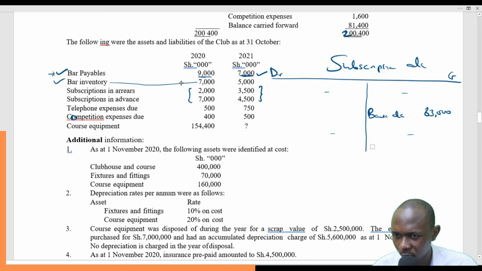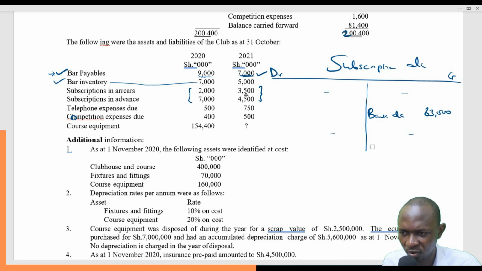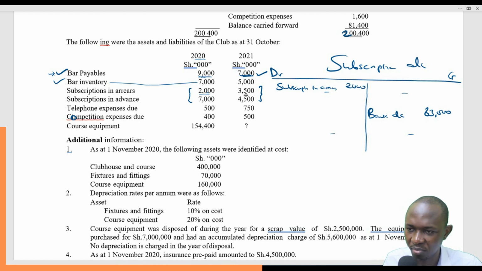Now, come back here. Subscription in arrears, 2,000. This is arrears for 2020. Does it belong to this year? No, this is arrears for 2020. So since it doesn't belong this year, push it to the debit side. So you simply say subscription in arrears, how much? 2,000. Push it to the debit side because it doesn't belong this year.